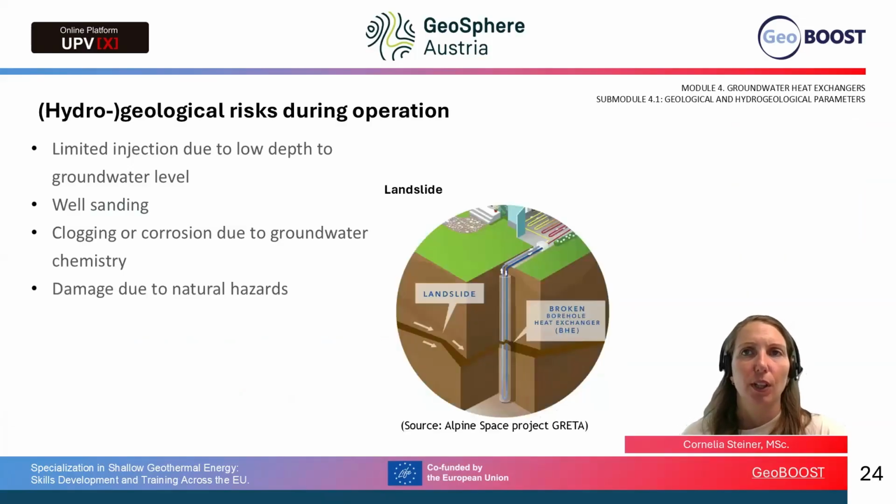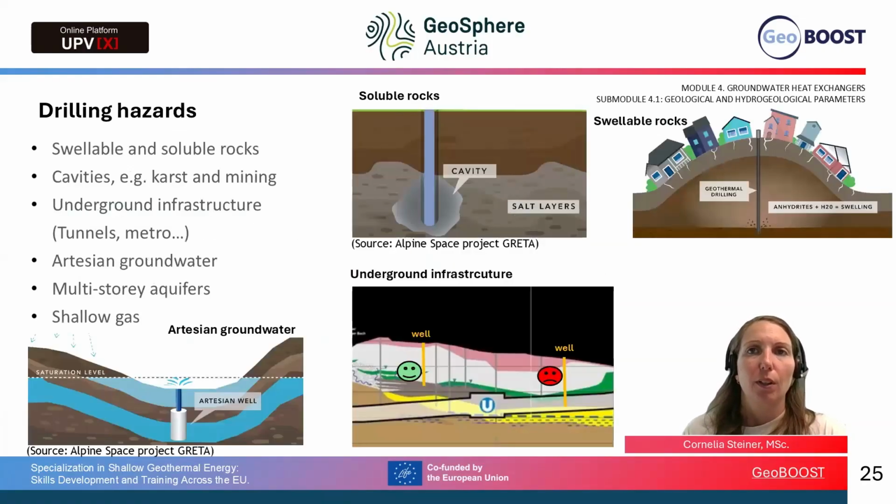And just as any other construction, also groundwater heat exchangers can get damaged via natural hazards, for example, landslides. Finally, I will go quickly through drilling hazards that you want to check for beforehand. They are actually similar to the ones when drilling for borehole heat exchangers.